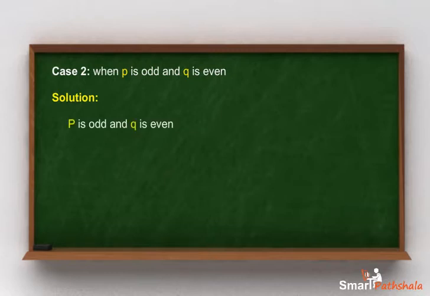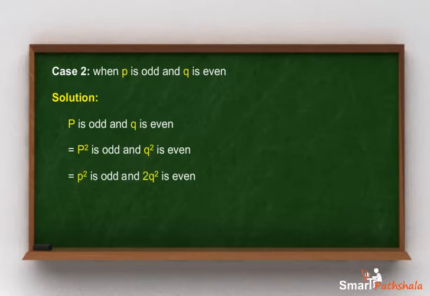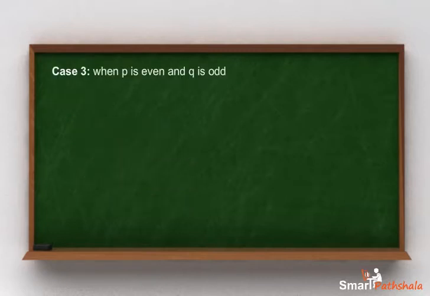Solution. P is odd and q is even implies p square is odd and q square is even, so p square is odd and 2q square is even. Hence p square is equal to 2q square is not possible. Case 3. When p is even and q is odd.